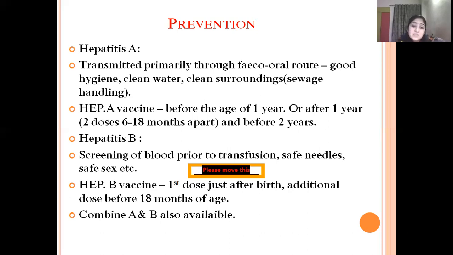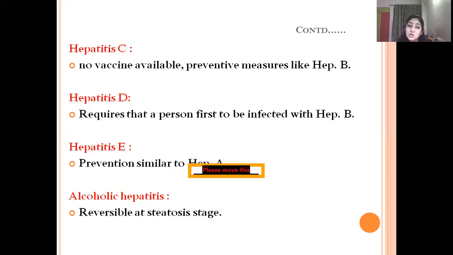For hepatitis B, screening of blood prior to transfusion should be done. Safe needles and safe practices should be followed. Hepatitis B vaccine is available. The first dose is given just after birth, then additional doses are given before 18 months of age. Combination vaccines for A and B are also available. For hepatitis C, no vaccine is available yet. Preventive measures are adopted like hepatitis B. In case of hepatitis D, a person must first be infected with hepatitis B. Only after that can hepatitis D occur in a patient.